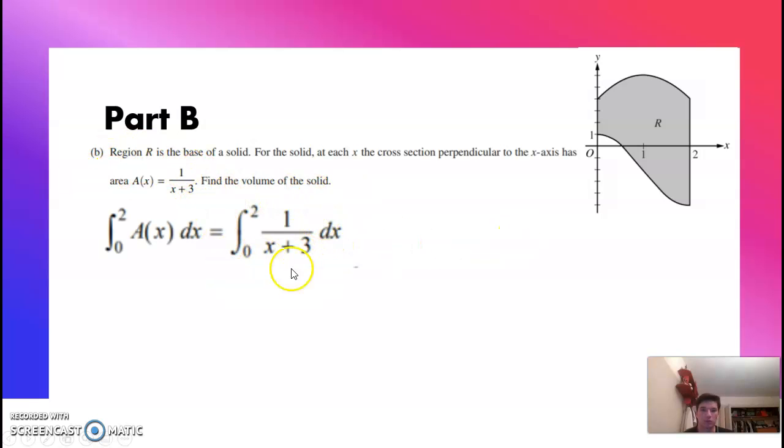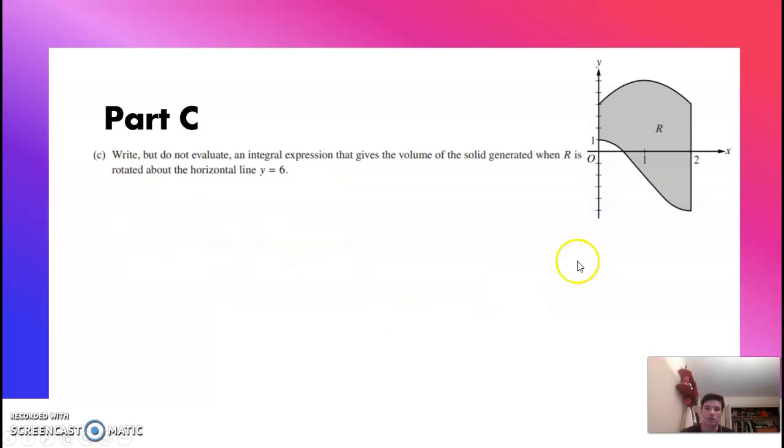They're giving us the area of the base right here. So all we have to do is plug into this integral between 0 and 2 to calculate the cross-sectional volume. Just simplifying like this, right here we see our answer. The volume of the solid is going to be ln 5 minus the natural log of 3. We're just going to leave it like that. That's the most we can simplify it there.